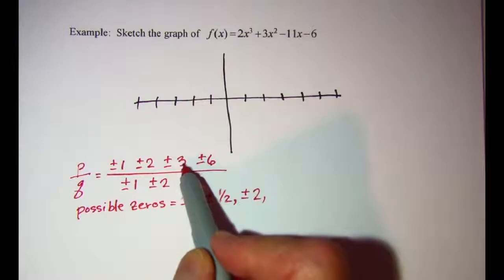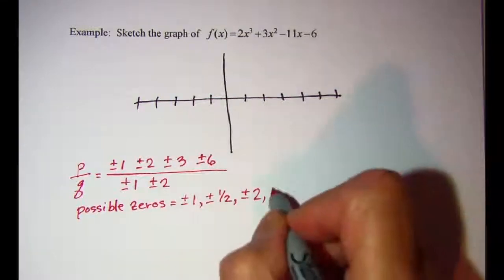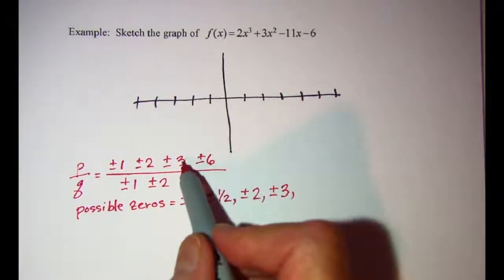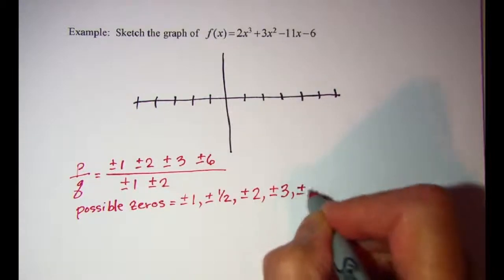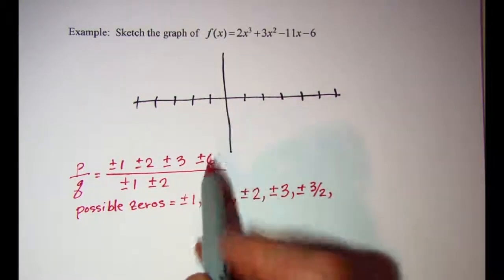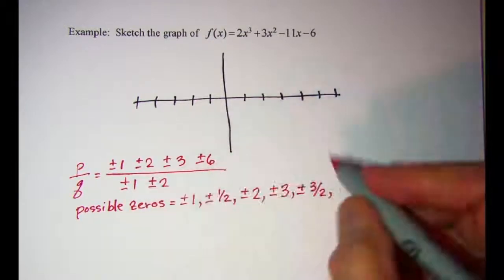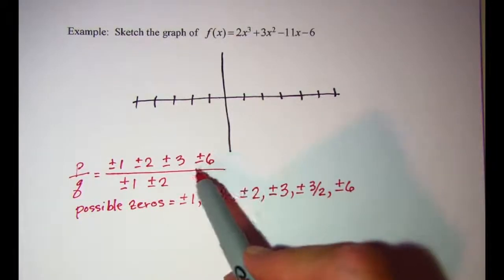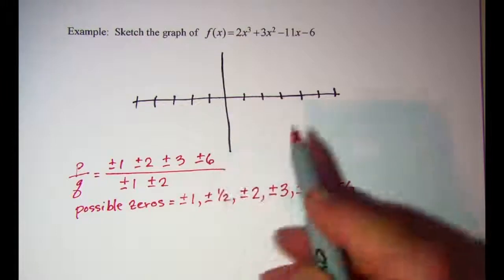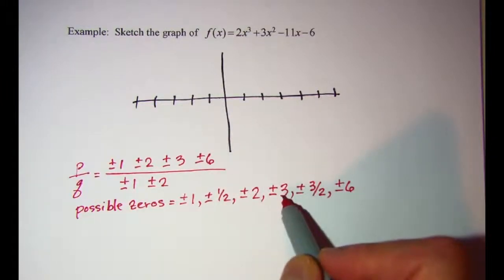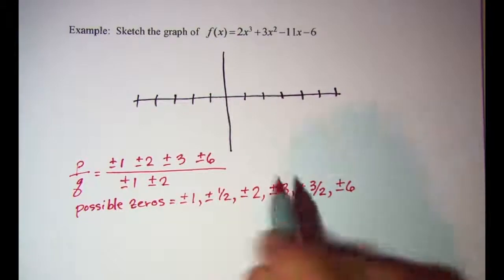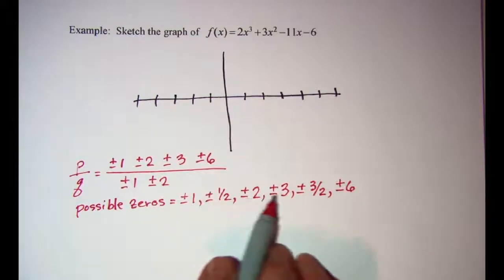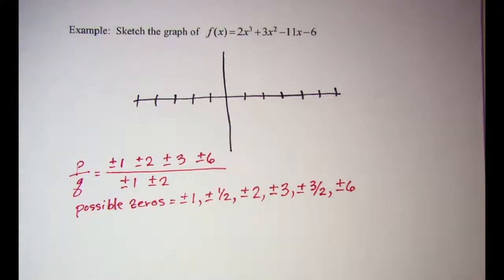So now the 3, plus or minus 3 over 1, is the same as plus or minus 3. And then plus or minus 3 over 2. And now for our 6, plus or minus 6 over 1, which is just plus or minus 6. And then plus or minus 6 over 2, that simplifies to plus or minus 3, which I already have written, so I'm not going to duplicate. So this limits our zeros possibilities down to a lesser number now.